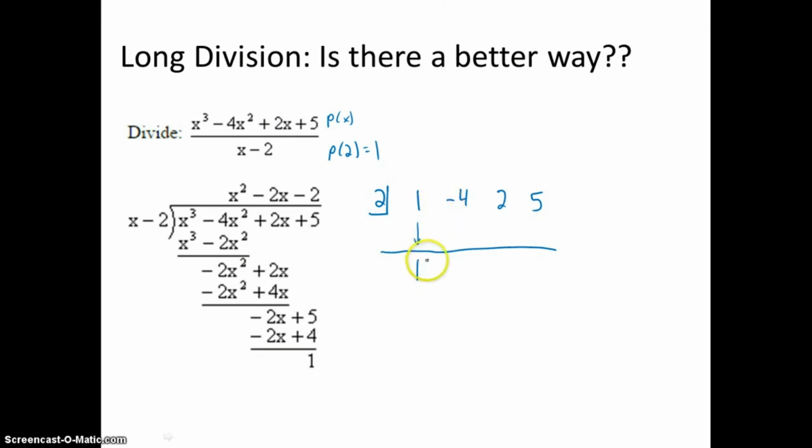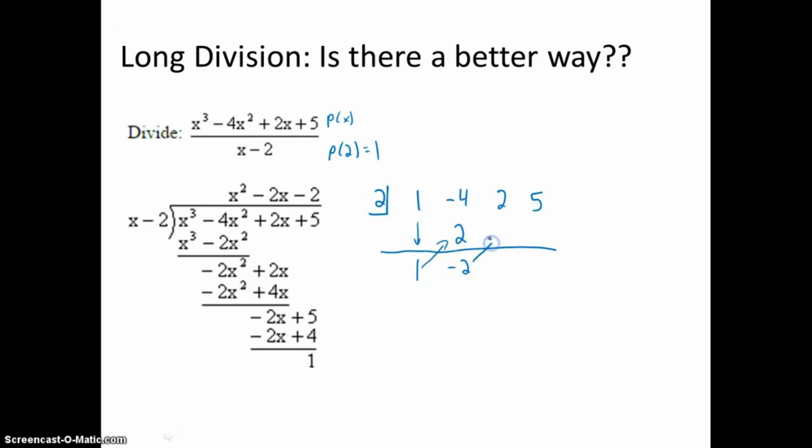Now I'm going to come up diagonally and multiply by the number I have in the box. I'm going to multiply by 2. So 1 times 2 is positive 2. And then vertically here I'm going to add. The reason I can add is because over here we had that negative sign, the x minus 2, which is why we had to subtract every time. But since I switched it, according to the remainder theorem, I can just use that 2 and add these. So 2 plus negative 4 is negative 2.